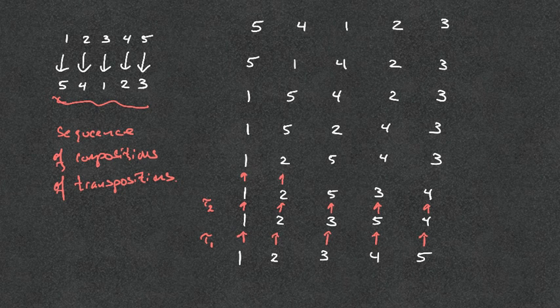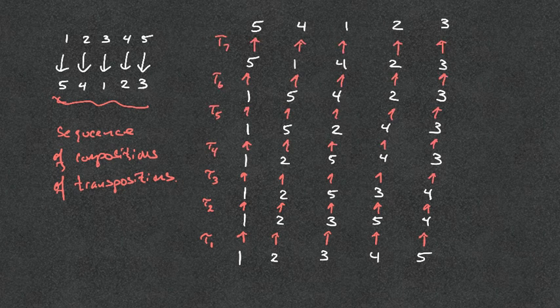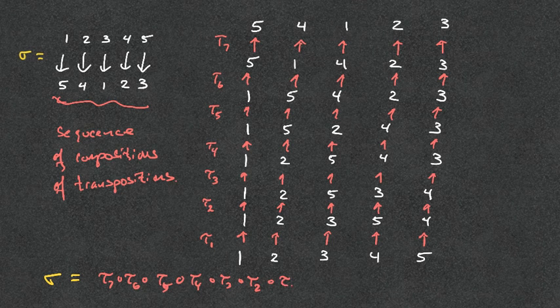And we just keep this process going all the way up until we end up with our sequence of transpositions, so that for our original function sigma, we've actually written sigma as being tau 7 composed with tau 6 composed with tau 5 composed with tau 4, tau 3, tau 2, and tau 1.